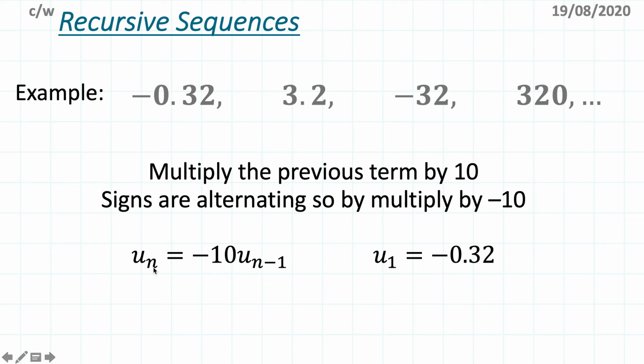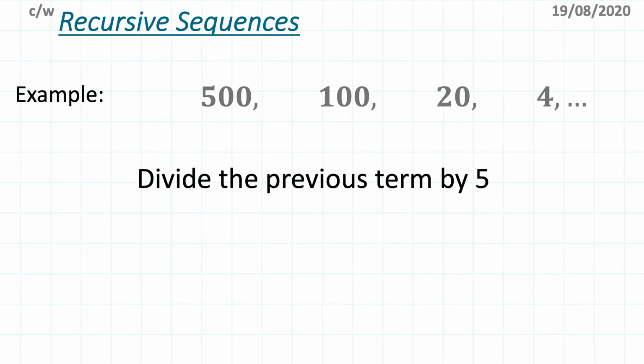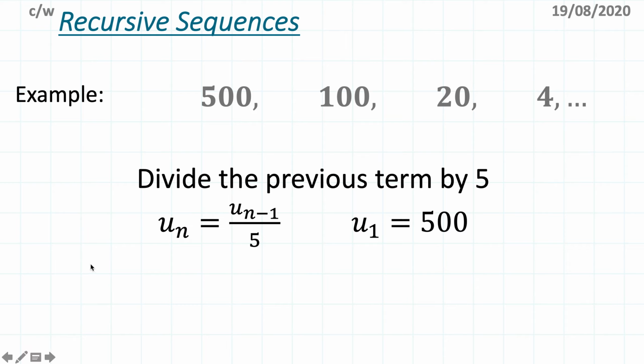Hopefully you're noticing that I'm changing the type of notation. Sometimes it's n minus 1, sometimes n plus 1. I just want you to be more comfortable with the different uses, but both are exactly the same. This is another one, and you could pause and try it on your own as well. Hopefully you can see that you're dividing the previous term by 5. Again, always use the previous term to find the next one. That's how we can describe recursive sequences. So I'm taking the previous term divided by 5, and my starting term is 500.